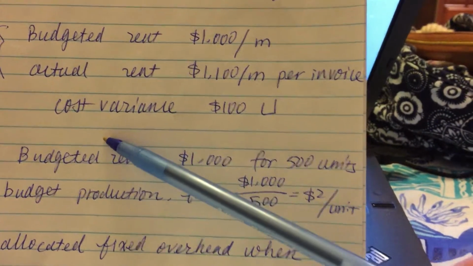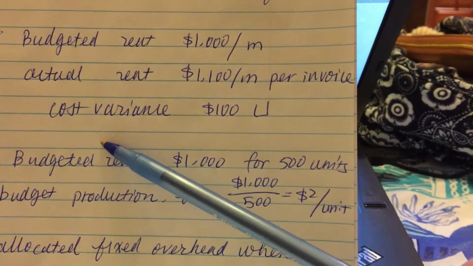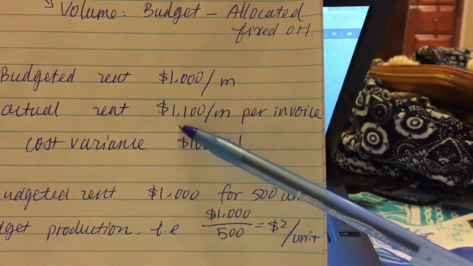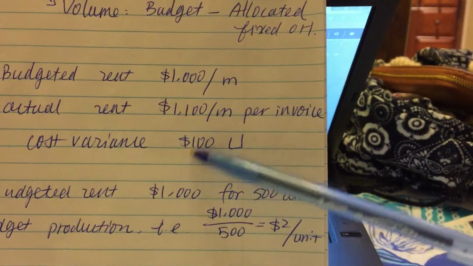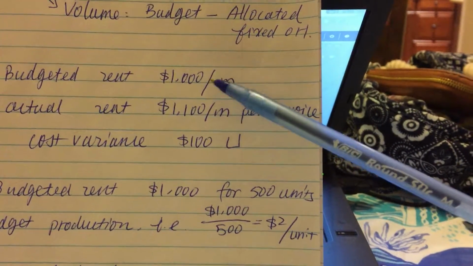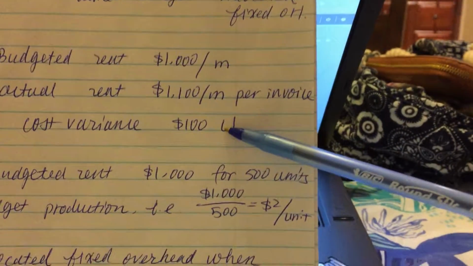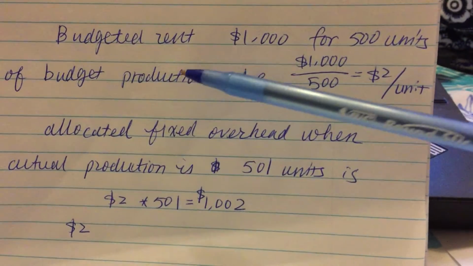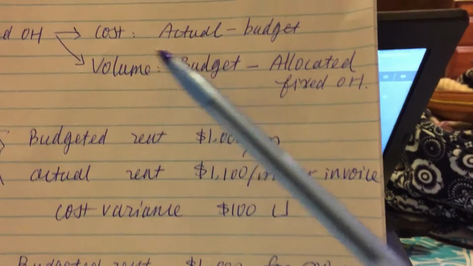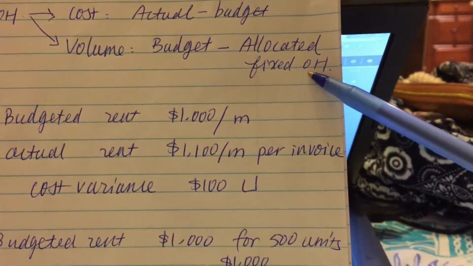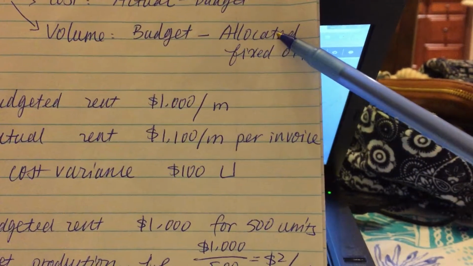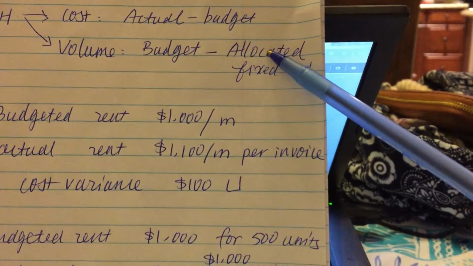So when we're calculating the variance, we're going to say, well, we thought we were going to spend $1,000, but we actually spent $1,100. So the $100 is unfavorable because actual is more than the budgeted, and it's cost, so it's unfavorable. Now, the volume variance is budget minus allocated fixed overhead. This word allocated should ring a bell from what we learned in our last module.